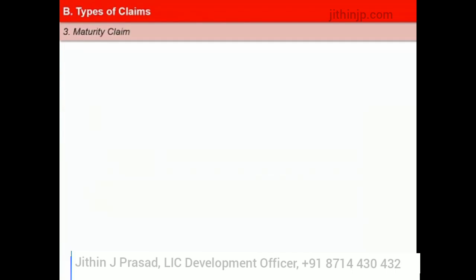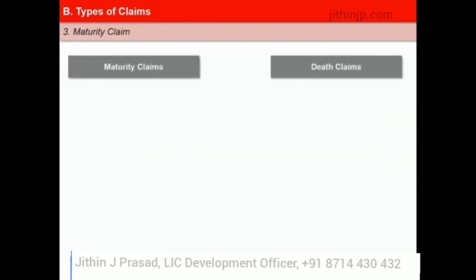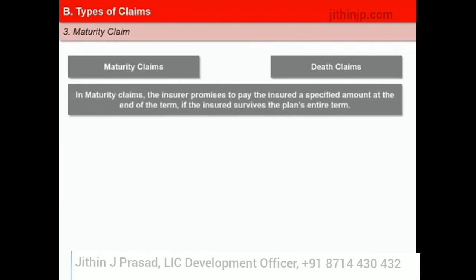Maturity claim and death claim are the types of claims whose payments are made at the end of the policy term as specified in the insurance contract. In maturity claims, the insurer promises to pay the insured a specified amount at the end of the term if the insured survives the plan's entire term.